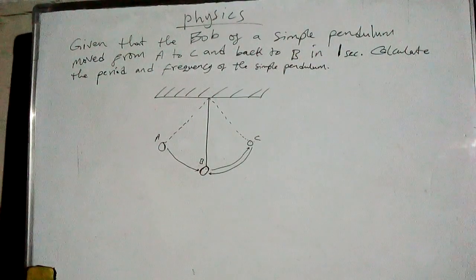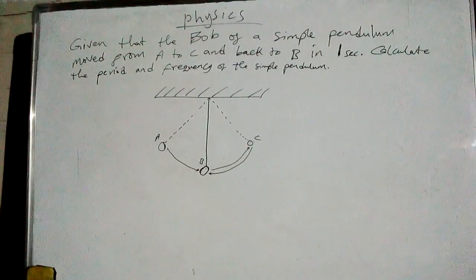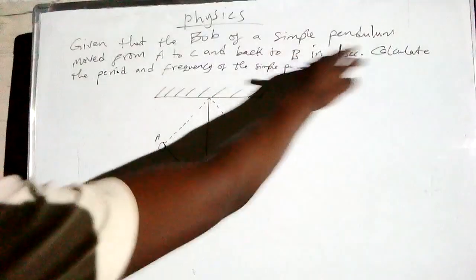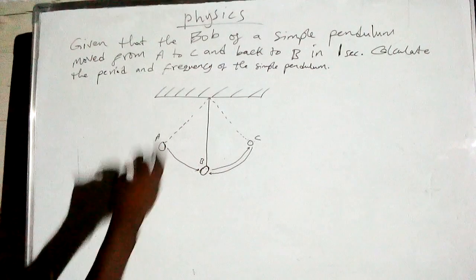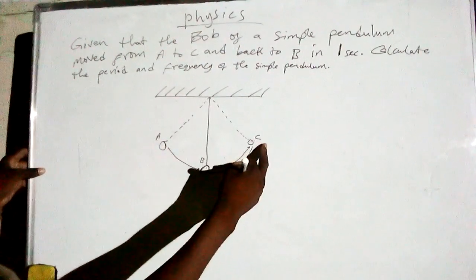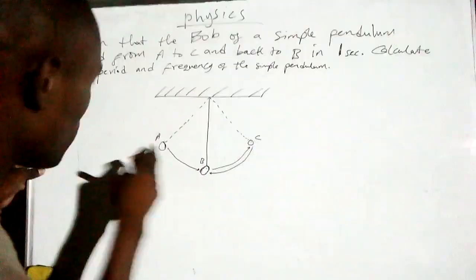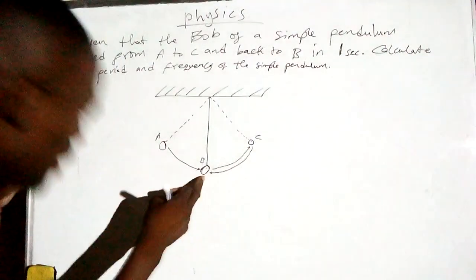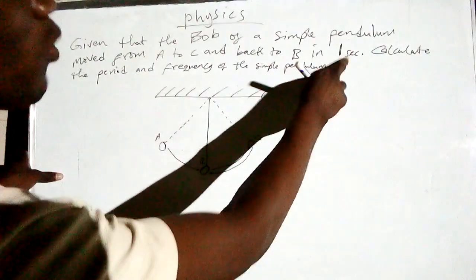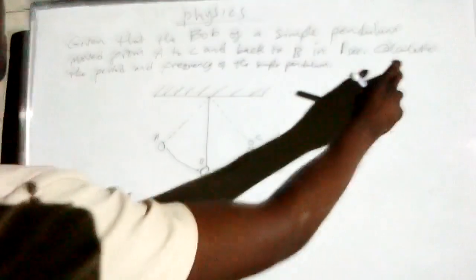Today we are going to look at a problem in physics under the simple pendulum. So the question says, given that the bulb of a simple pendulum moved from A to C and back to B, in 1 second. So the time is 1 second. Calculate the period and frequency of the simple pendulum.